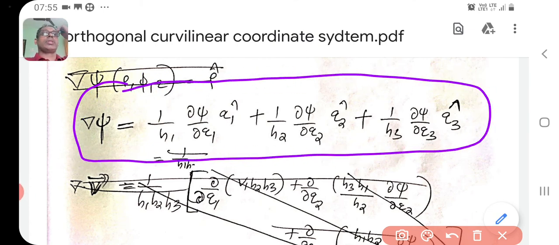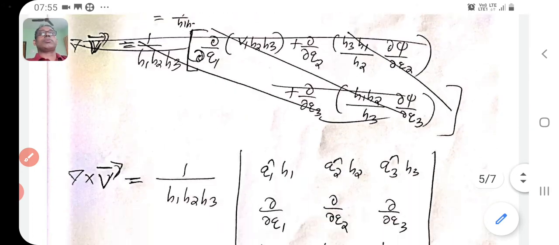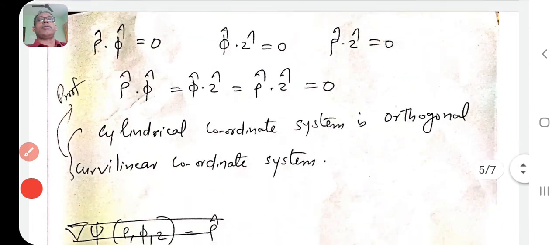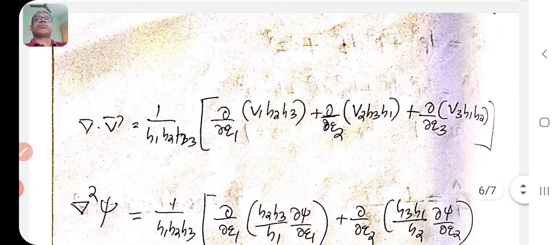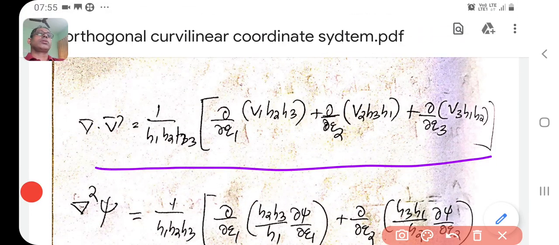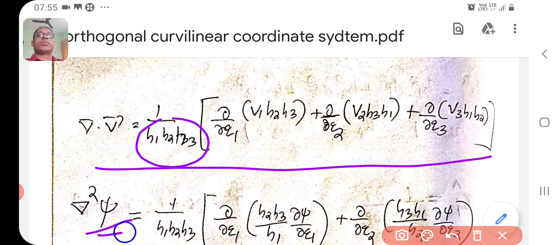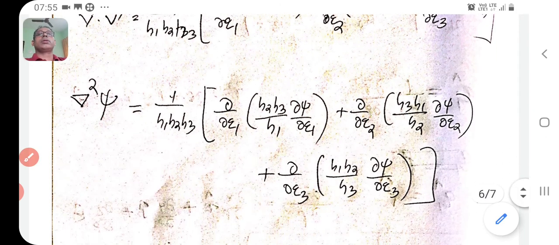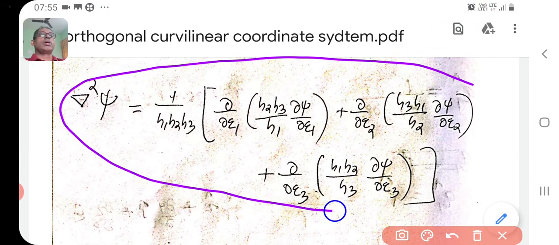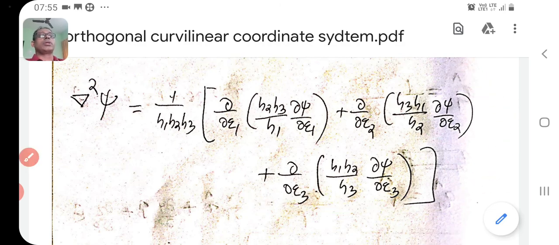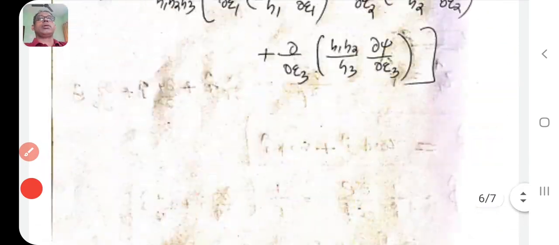Then the general expression for gradient is this. Gradient of a scalar function is this. So we just substitute for that, and we can find the gradient. And also the general expression for divergence is this. We all know what H1, H2, H3 are in this case. We substitute, and this is the general expression for the Laplacian. So we can find the Laplacian by substituting.